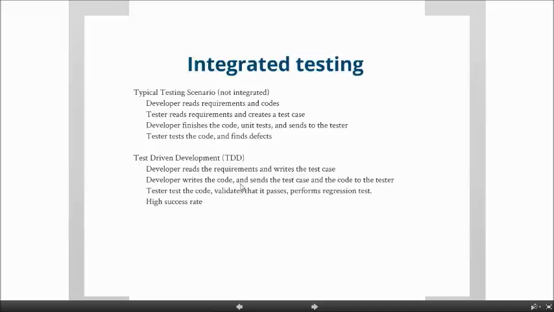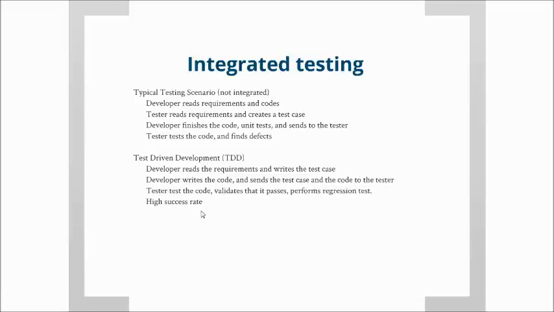Then the developer writes the code and sends the test case and the code to the tester. The tester then tests the code, validates that it passes, performs regression tests, and it has a very high success rate. So it almost sounds a little bit like cheating. If the developer gets to write the test case first and then he gets to code, well, you know, it almost sounds like there's a little room to produce less than what is being requested.